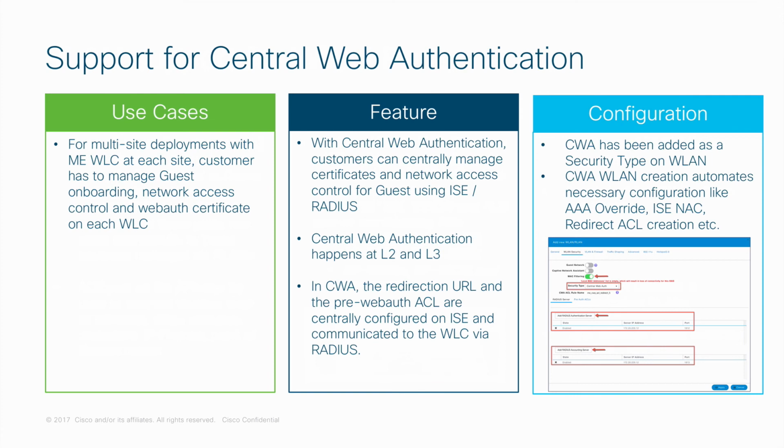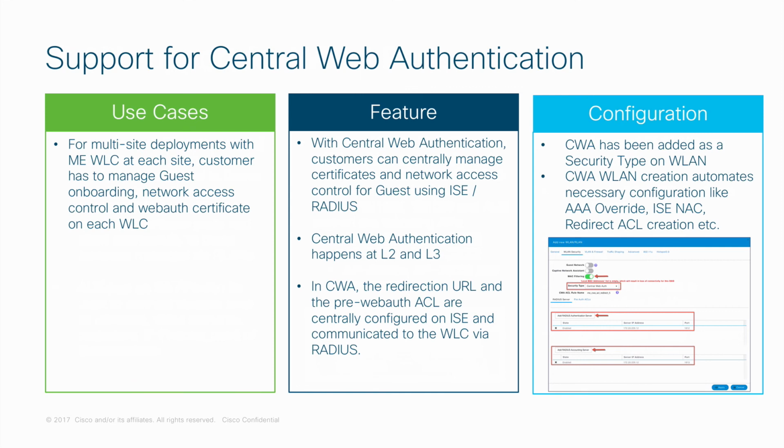So what Central WebAuth does is allow customers to centrally manage certificates, guest onboarding, and network access control using ISE or a RADIUS server. Central WebAuth happens at layer 2 and layer 3. In Central WebAuth, the redirection URL and the Pre-Auth Web ACL are centrally configured on ISE and communicated to the WLC via RADIUS.